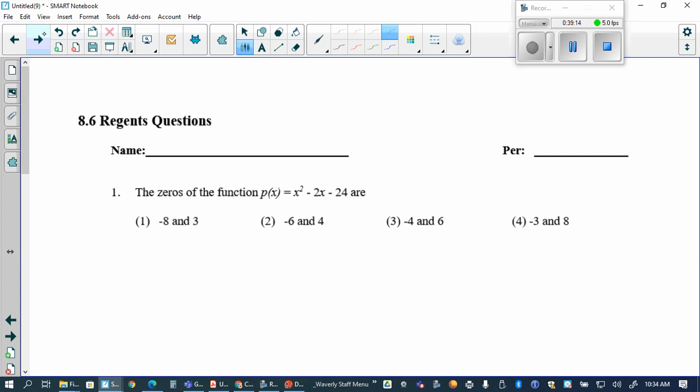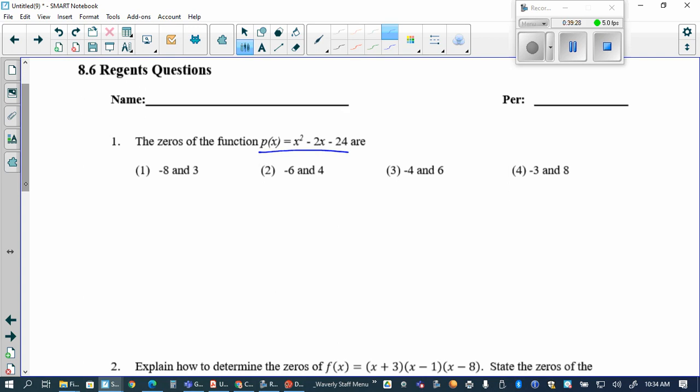What do they want us to find? Otherwise known as intercepts, otherwise known as solutions, right? So what do we do with this function to find the zeros? Set it, well, first, yeah, at some point. But first set it equal to 0.